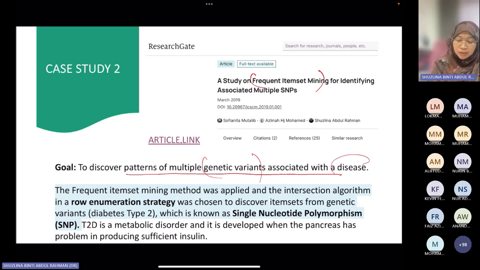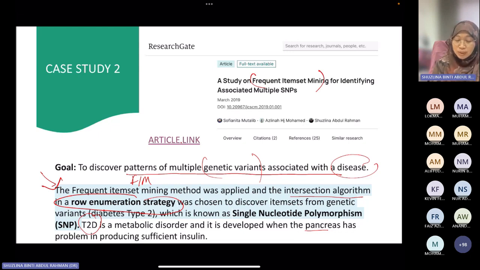What we did here is that we would like to discover patterns of multiple genetic variants associated with a disease, and we are interested in T2D. I think most of you know what T2D is. It's a metabolic disorder that develops when the pancreas has a problem producing sufficient insulin. So we apply the FIM method and the intersection algorithm in a row enumeration strategy. The one that we have discussed so far is what we call a column enumeration strategy. The one being explored here is a row enumeration strategy.